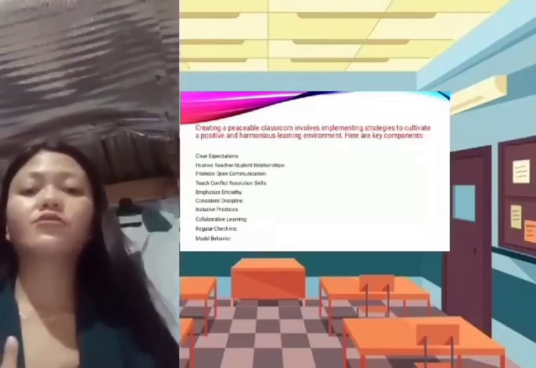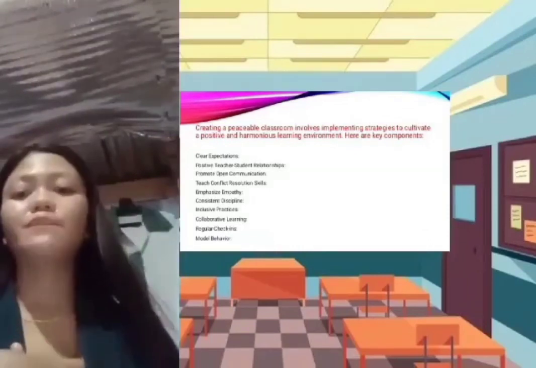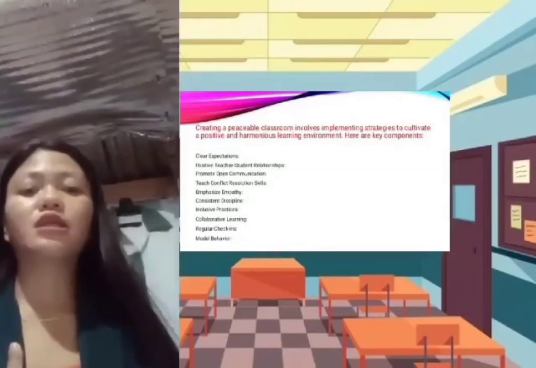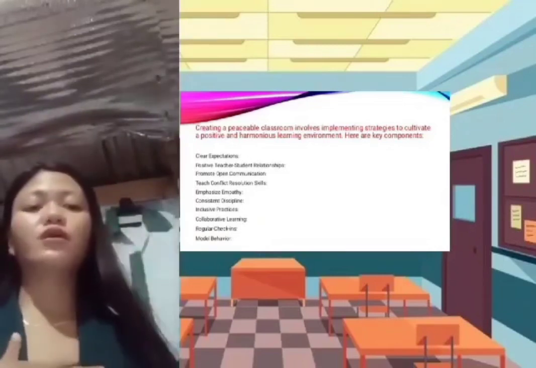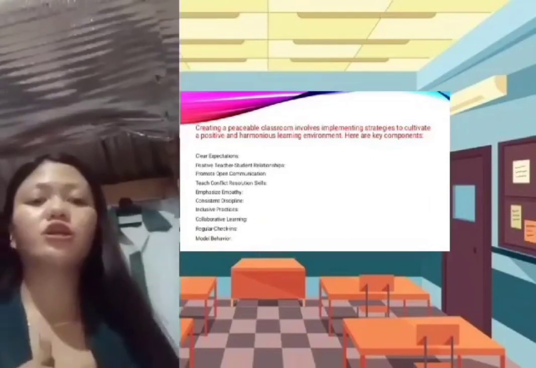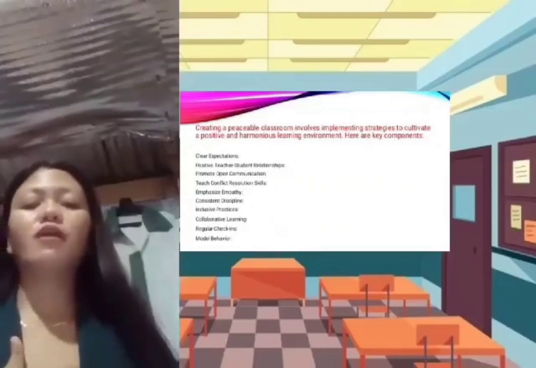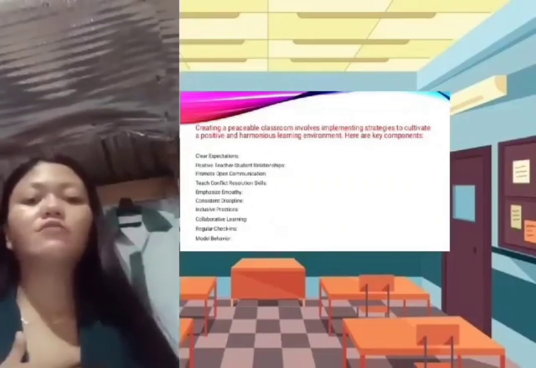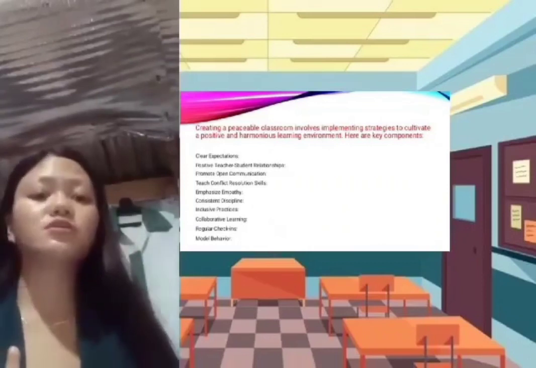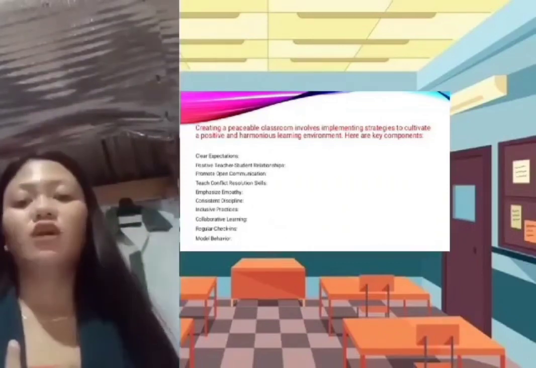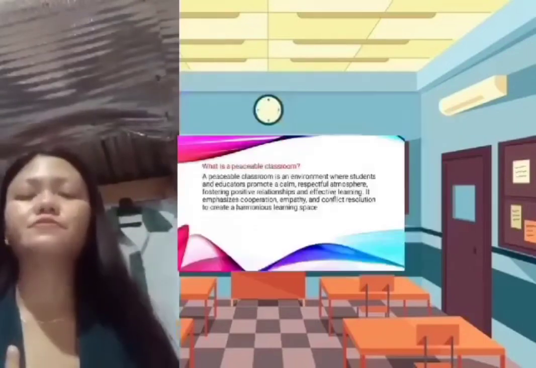Number nine is regular check-ins. Schedule regular check-ins with students to assess their well-being and address any concerns they may have. This proactive approach allows you to identify potential issues early and prevent escalations. And lastly, model behavior. Be a positive role model for your students. Demonstrate the behaviors and attitudes you expect from them. Your actions set the tone for the classroom culture.